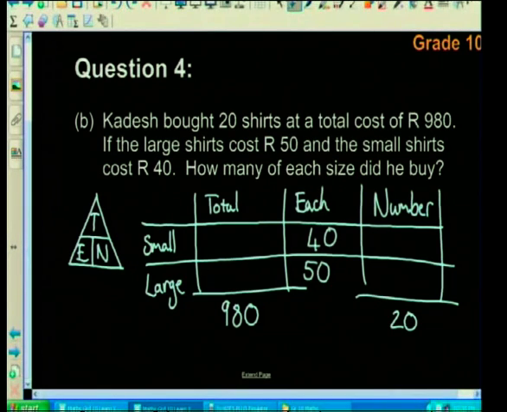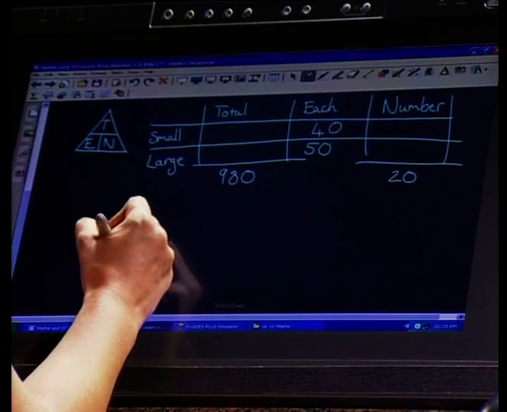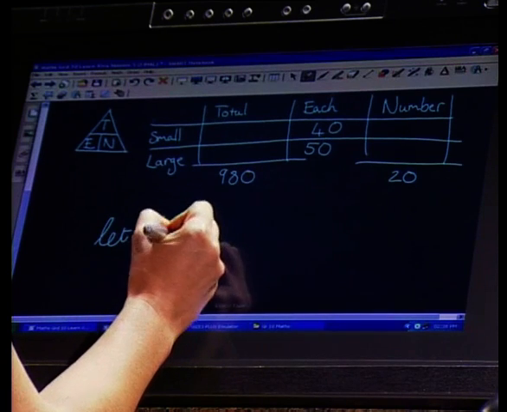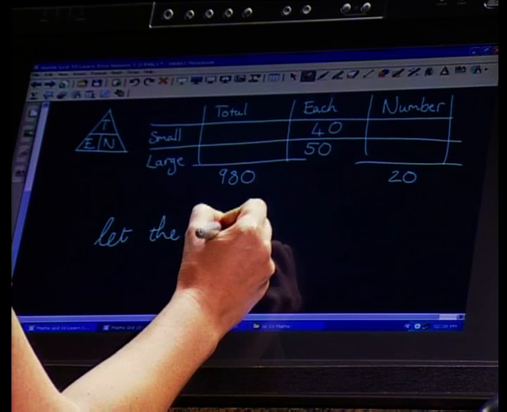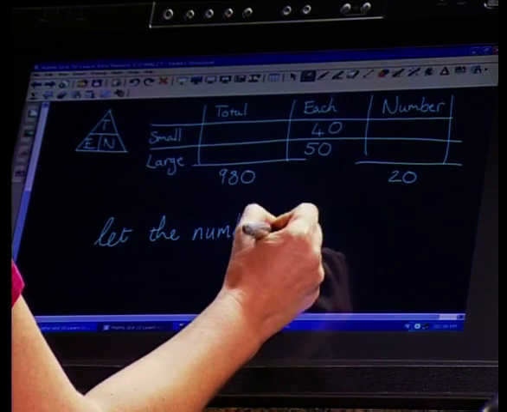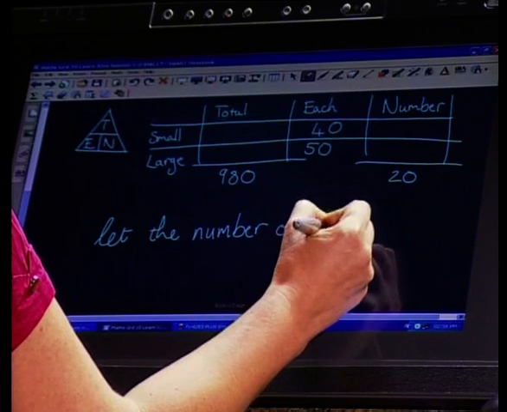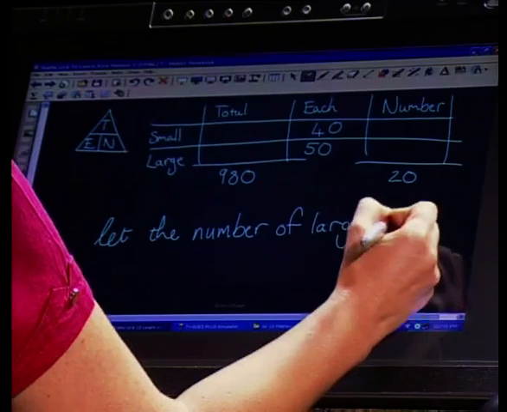Well, they haven't given us a specific value that they want. They've told us to find out how many large and small he's bought. So we can choose. Do we want large to be X or small to be X? I'm going to choose large to be X. Let's write that down. Let the number of large shirts equal X.